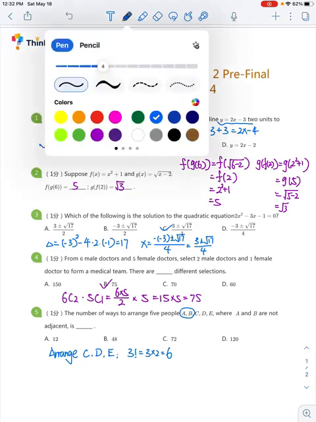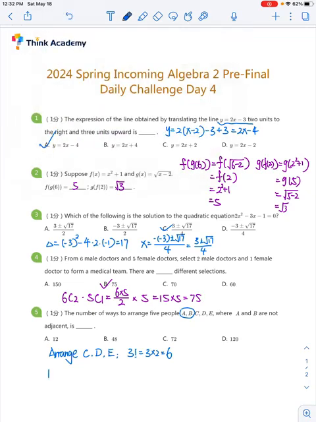And then the second step is to fill in the blanks with the 2 people, A and B. Once we have C, D, and E, there will be 1, 2, 3, and 4 blanks near the C, D, and E. So we are going to do 4 permute 2, which equals 4 times 3, which is 12. So in the end, the total number of ways will be 6 multiplied by 12, which equals 72. And that will be the answer choice C. Alright, so that will be it for the daily practice for today.